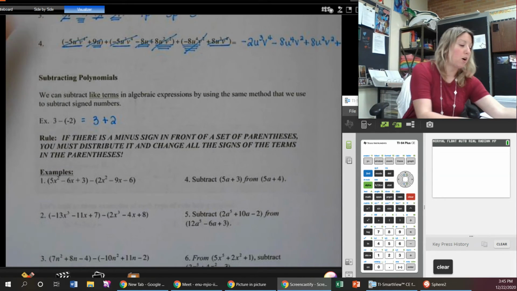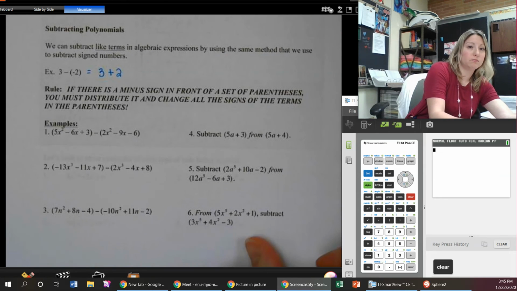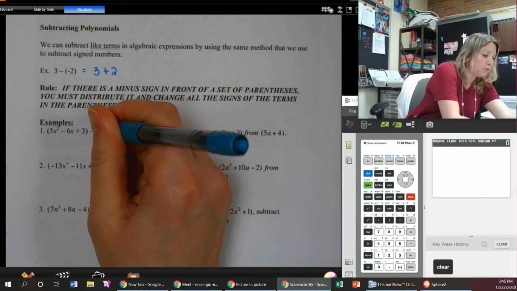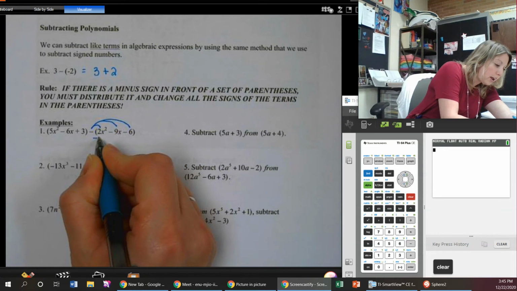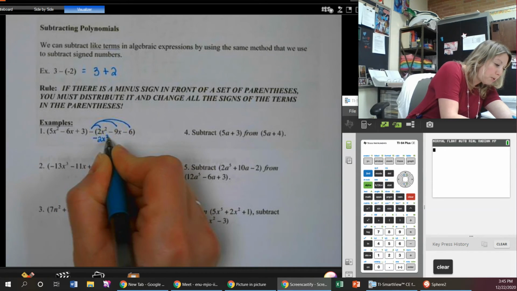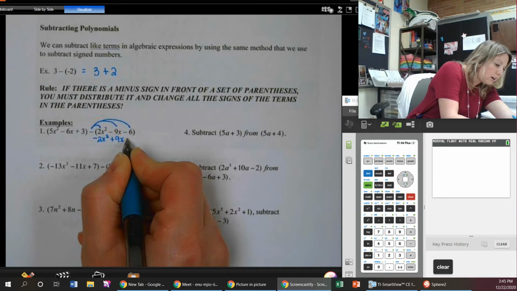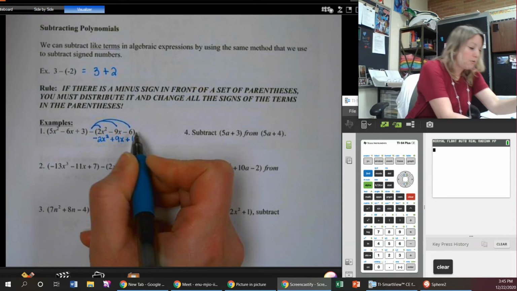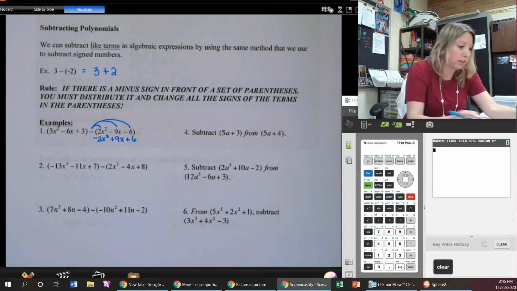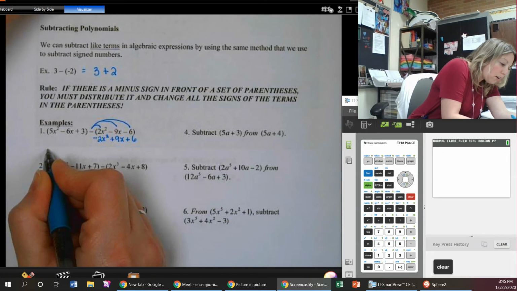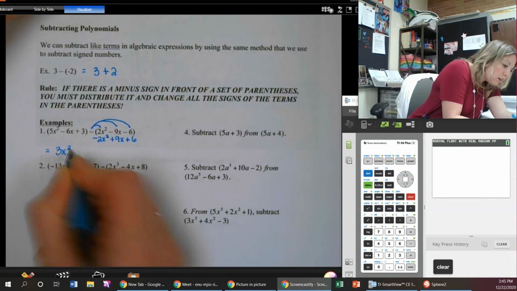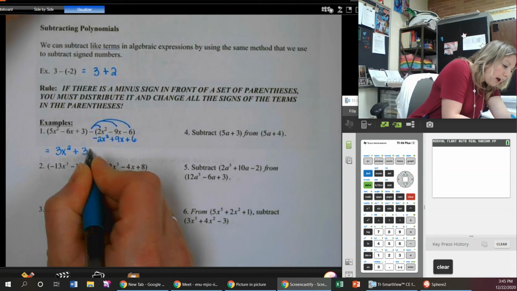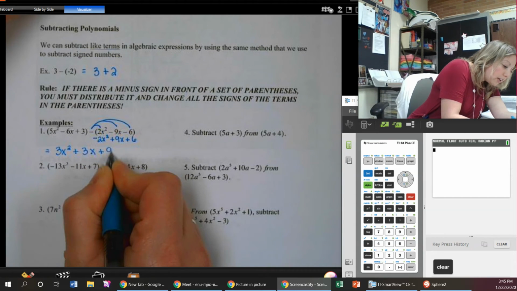Okay, so in number 1, distribute this negative in front of this parentheses. So now what happens is you got a negative 2x squared, a positive 9x, and a positive 6. And now that's what combines with any other like terms. So our final answer is 3x squared plus 3x plus 9.